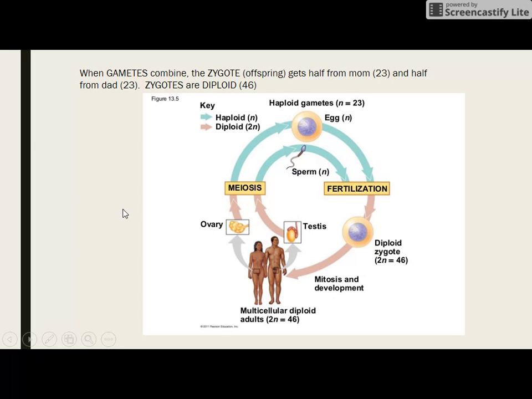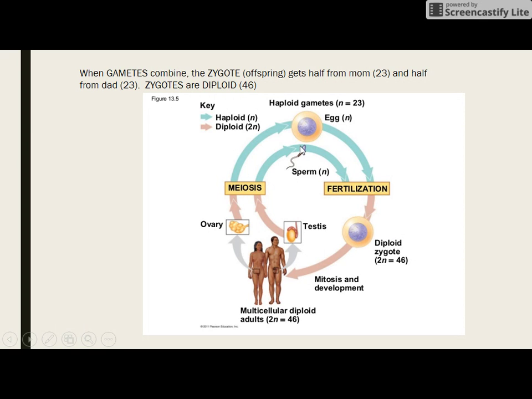So this picture shows what happens when gametes combine. And this is really the problem that is solved with making specific cells for reproduction. We have a cell that has 23 chromosomes and 23 chromosomes that join together to start a new organism or to make a zygote, which is the result of an egg and a sperm uniting. So now this zygote will have 46.